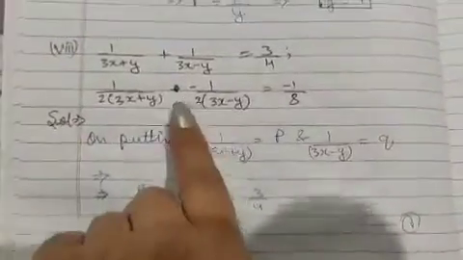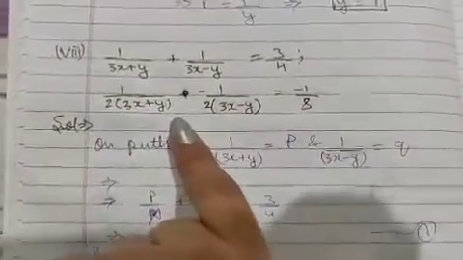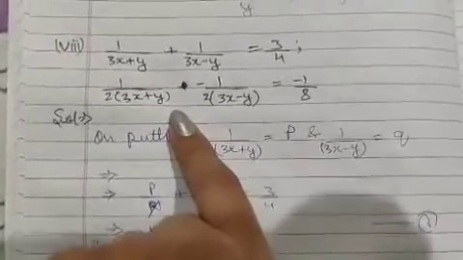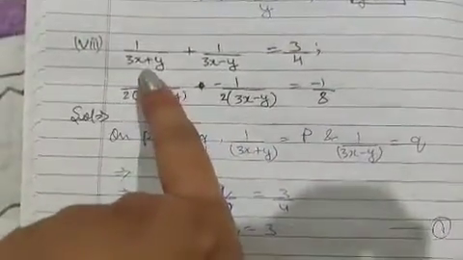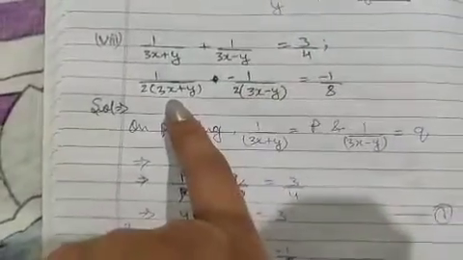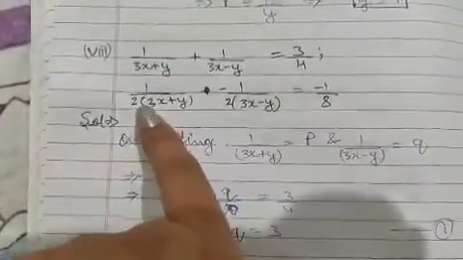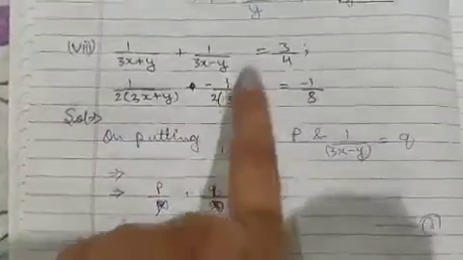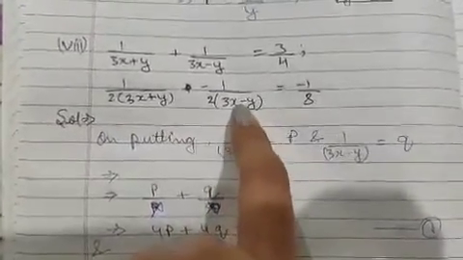Now see the next part of the same question. It is question number 1 of exercise 3.6. It is 1 upon 3x plus y plus 1 upon 3x minus y equals 3 upon 4. And the second equation is 1 upon 2 into 3x plus y minus 1 upon 2 into 3x minus y equals minus 1 upon 8.